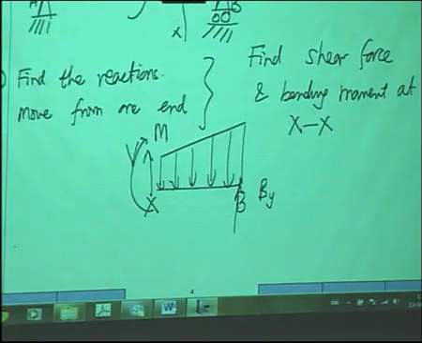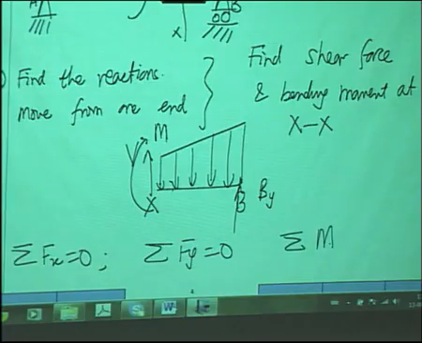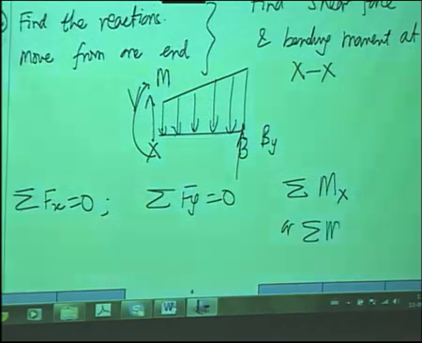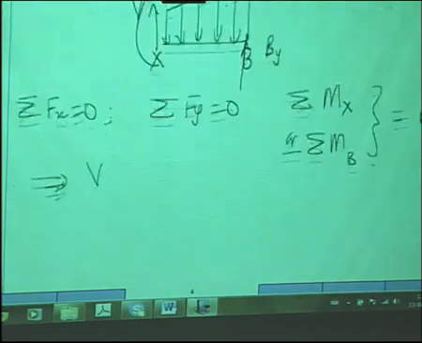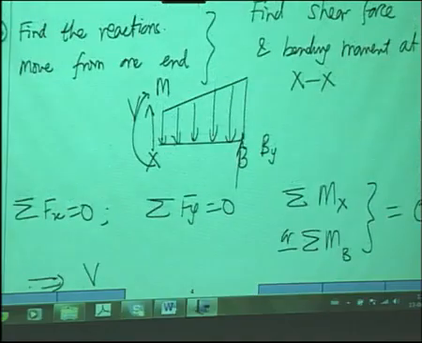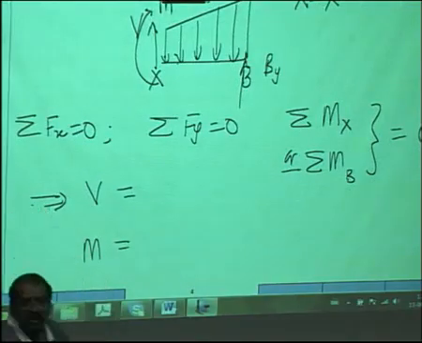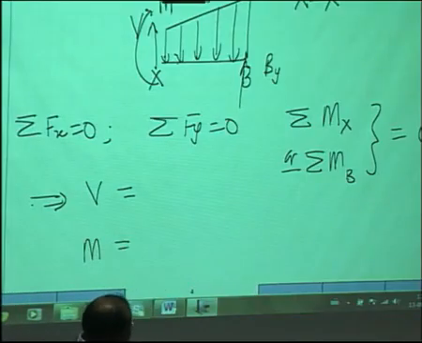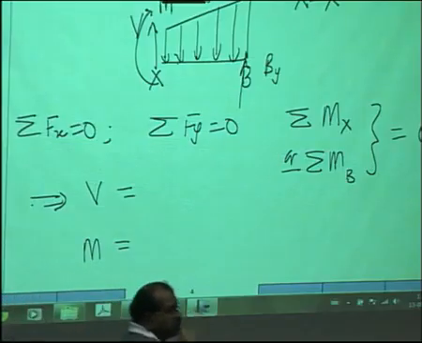And then what I will do is sigma Fx is equal to 0, this will not be needed here, sigma Fy is equal to 0, and sum of moments about any one point. I can take them about x or sum of moments about B is equal to 0. I need to do it only about one of these, and this will give me the value of V and the value of M. I will get these two values by performing a static analysis. Force balance and moment balance will give me the values of V and M. Is that clear? So this is how one finds the shear force and bending moment.